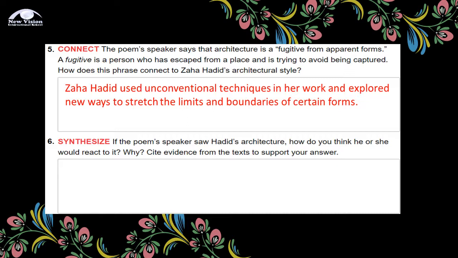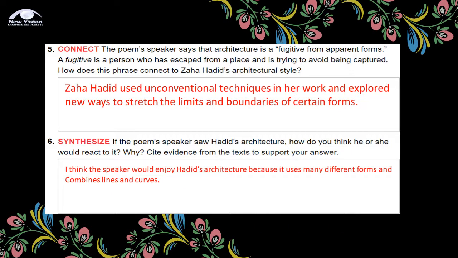And lastly, if the poem speaker saw Hadid's architecture, how do you think he or she would react to it? Why? Cite evidence from the texts to support your answer. Possible answer: I think the speaker would enjoy Hadid's architecture because it uses many different forms and combines lines and curves.